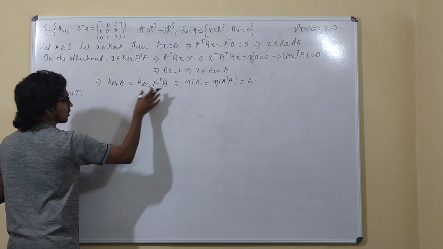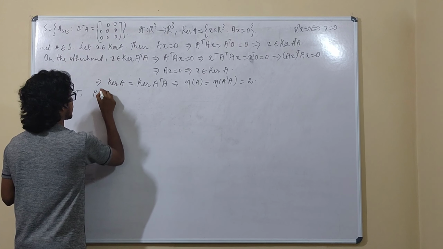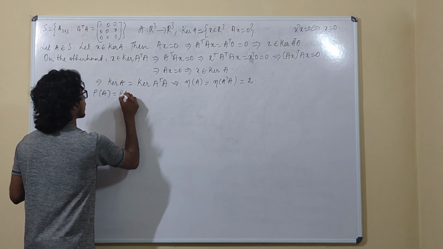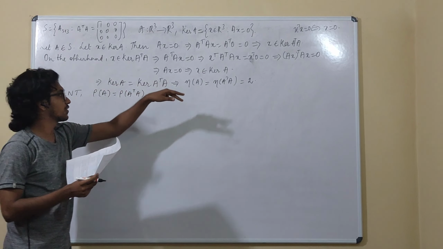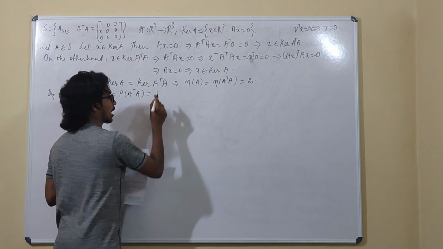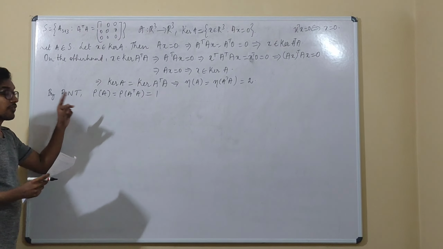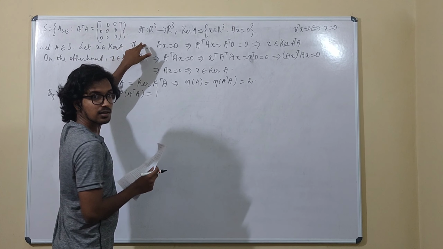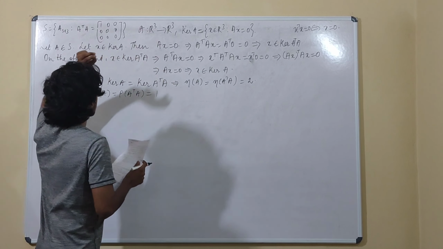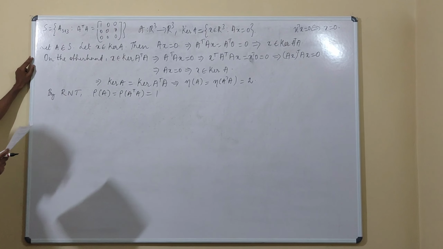Simply just because, and using this and the rank-nullity theorem, we get that the rank of A is the same as the rank of A transpose A. If the nullity is true, then the rank is 1. So the rank of A is 1. So it is not full rank, that is, the rank is not equal to 3.